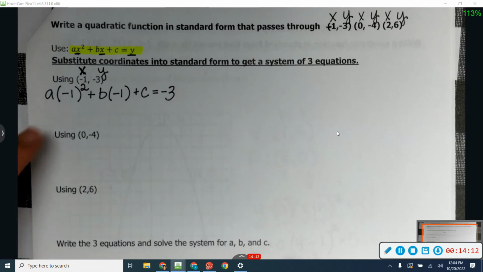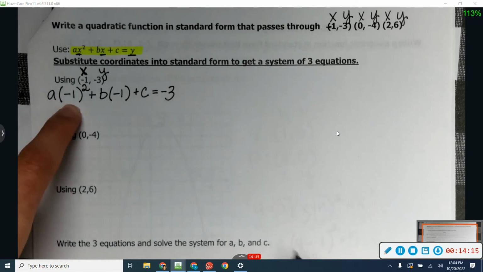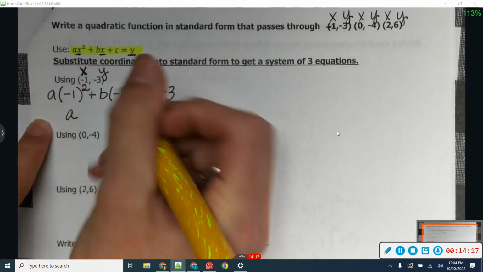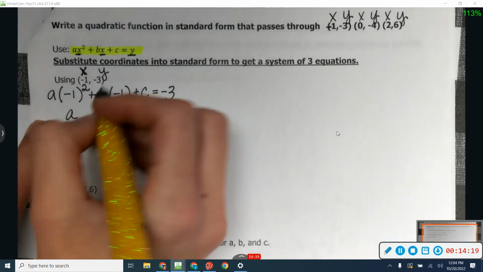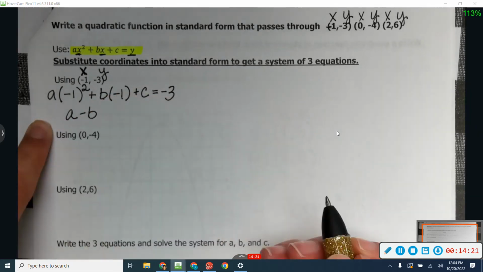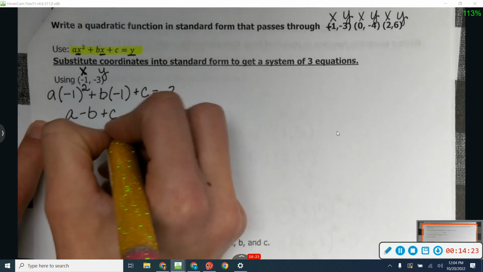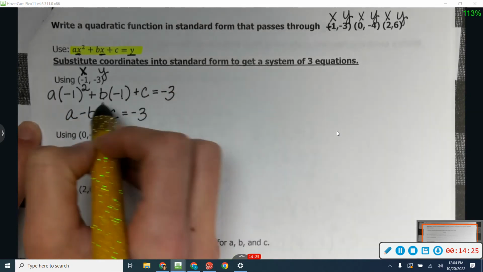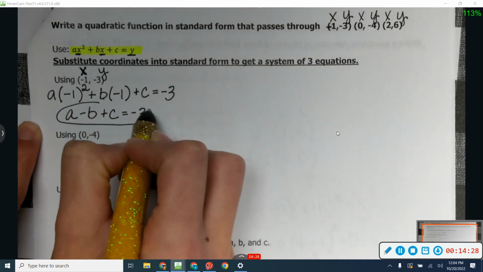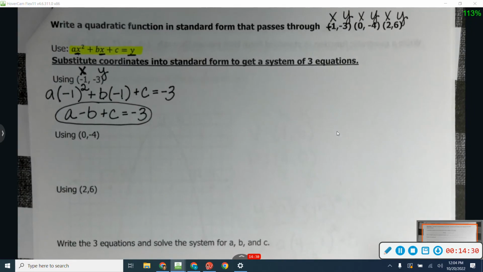Now I'm going to clean it up a little bit. Negative 1 squared is just 1, so I've got an a. B times negative 1 is negative b. Plus c equals negative 3. There's my first equation.